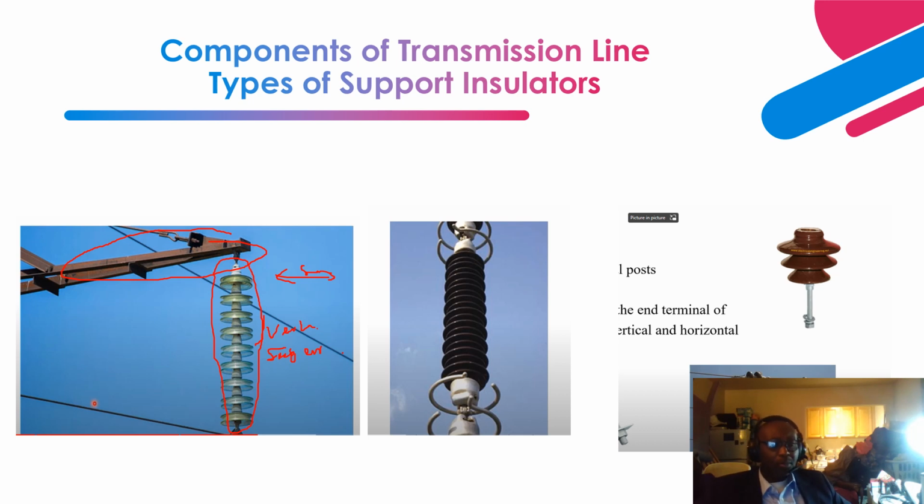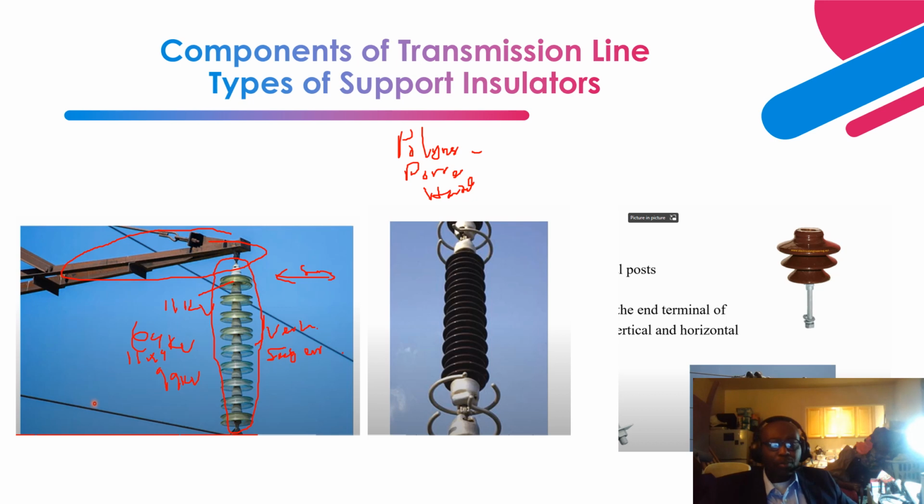This insulator can be made from polymer, or composite insulation, or porcelain, or hardened glass, that are put together. Each disc has a voltage rating, typically about 11 kV. So 1, 2, 3, 4, 5, 6, 7, 8, 9. 11 times 9 is 99 kV. So this one is probably about a 69 kV transmission line.